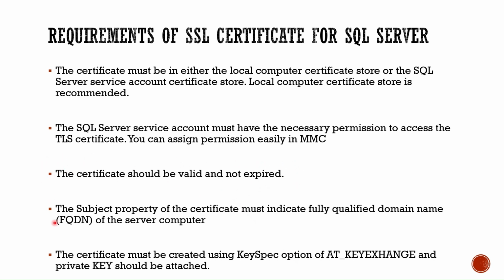So we saw it. The certificate should be valid and not expired. And the subject property should include the FQDN of your server. The certificate must be created using the KeySpec option of AT_KEYEXCHANGE. Okay, and the private key should be attached. In the next session, we will check all these properties, attach the certificate and enable encryption in SQL Server.